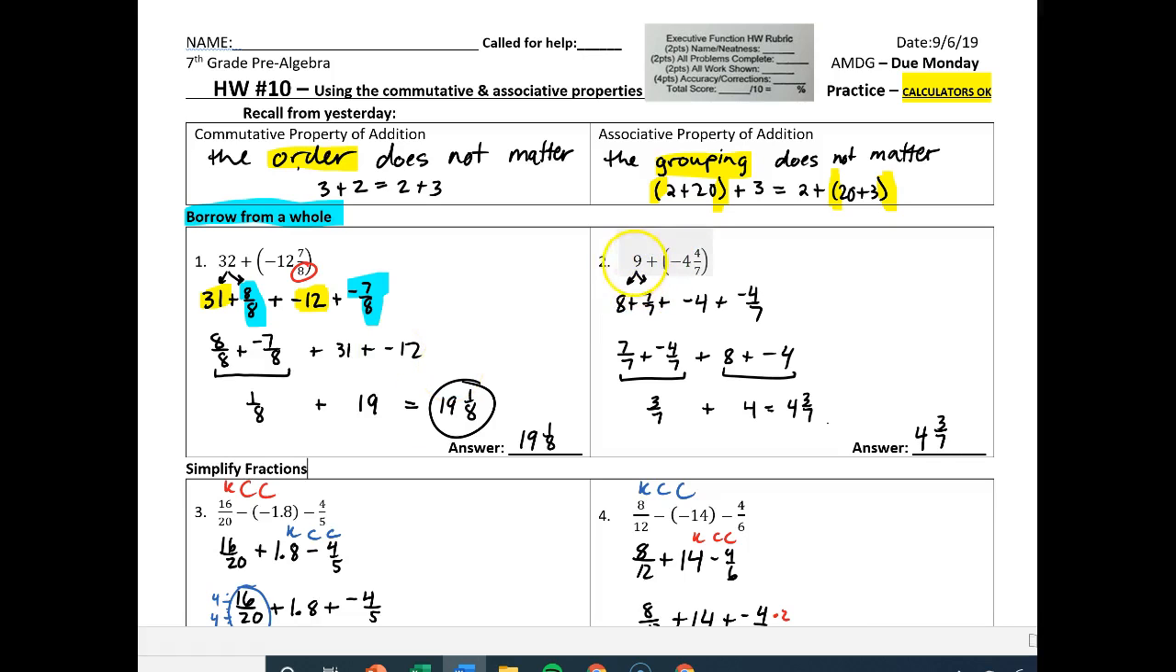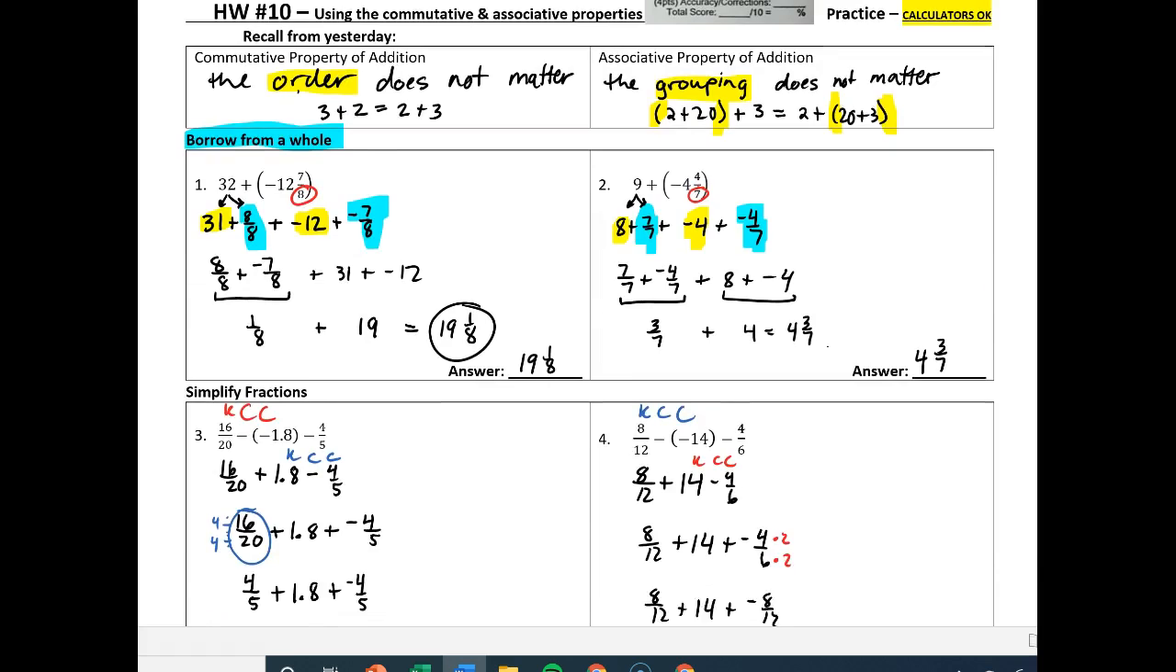So for number 2, 9 is split up into 8 plus 7/7 because it's out of 7 there. And so then, therefore, you're trying to put the wholes next to each other, which is 8 and negative 4, and your fractions next to each other, 7/7 and negative 4/7. Again, DSSM problem, we get 3/7 plus 4, so it's 4 and 3/7.